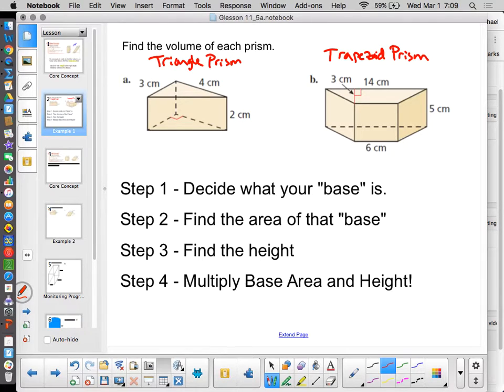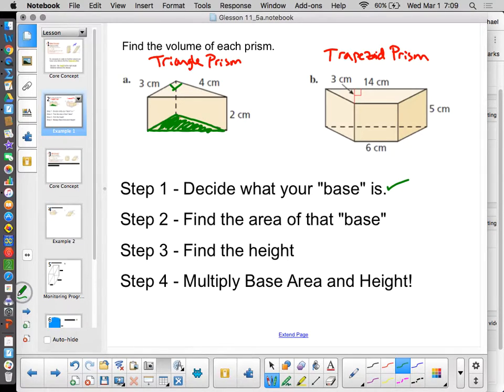Once I've decided what the base is, there are a couple of things I want to do. I want to identify it, and I could identify either of the two bases, because there's always two bases in a prism. Okay, so I identify my base, and this is the area I've got to find. So I've identified my base. Now I've got to find the area of the base. Well, the base is a right triangle. So the area of that triangle is base times height divided by 2.